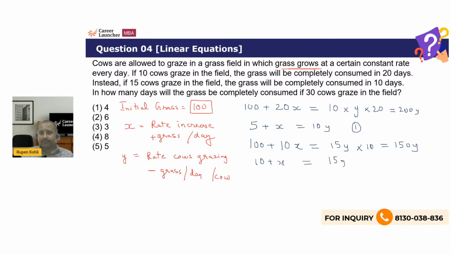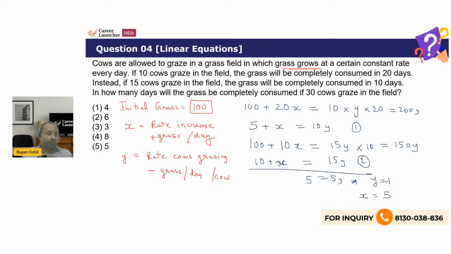15y. Simple equations, just solve them, subtract, x will cancel obviously. So 5y is simply 5. y is coming to be 1. And if y is 1, then putting it back over here, x is coming to be 10 minus 5, 5.